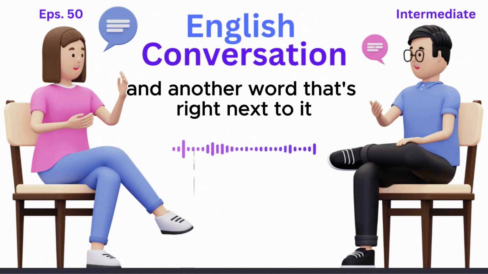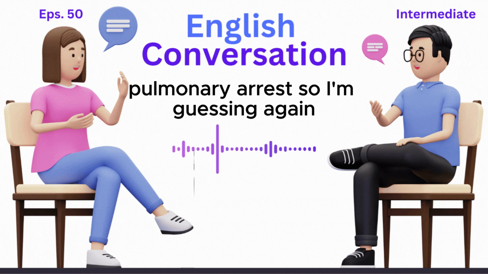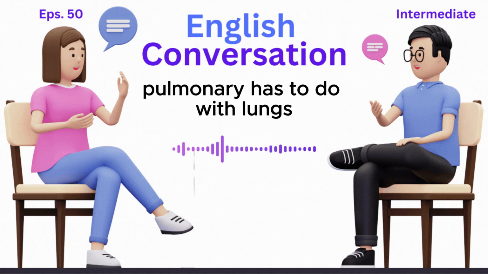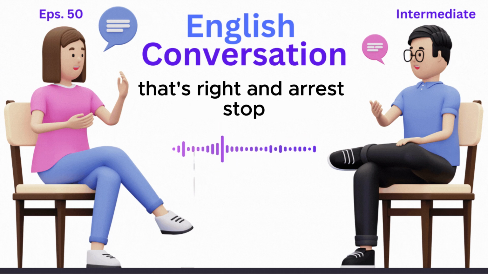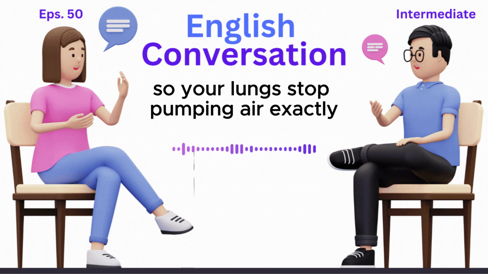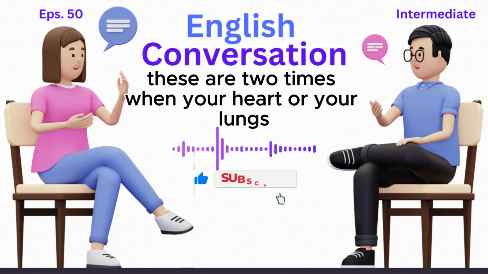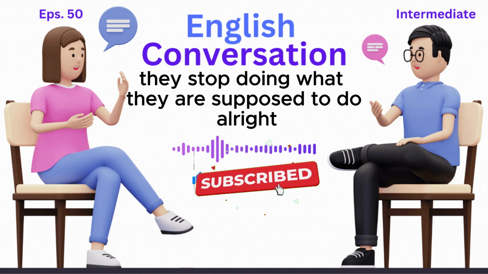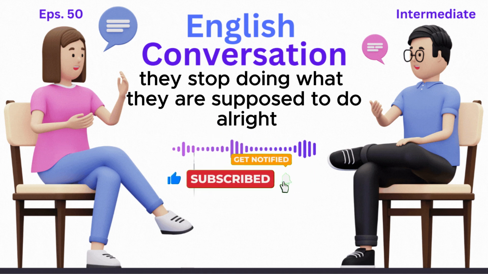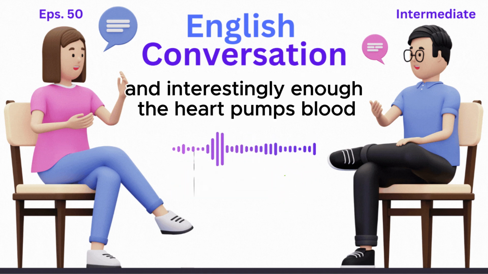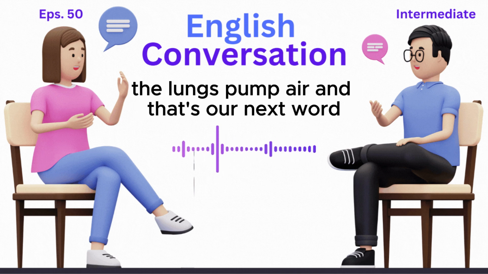Okay, and another word that's right next to it, pulmonary arrest. So I'm guessing, again, pulmonary has to do with lungs. That's right. And arrest means stop, so your lungs stop pumping air. Exactly. So cardiac and pulmonary arrest, these are 2 times when your heart or your lungs stop doing what they are supposed to do. All right, and interestingly enough, the heart pumps blood, the lungs pump air, and that's our next word.